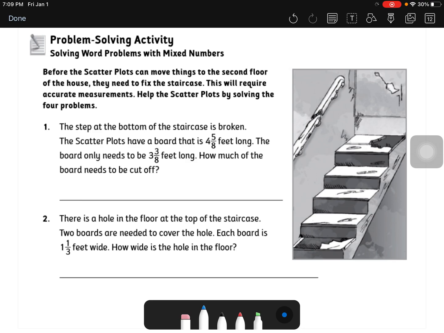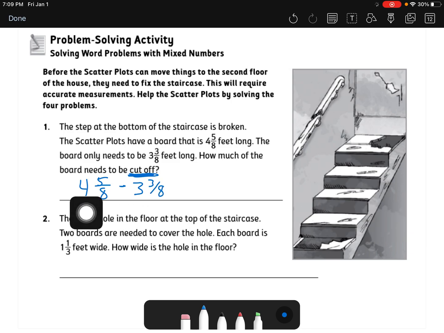It says the step at the bottom of the staircase is broken. The scatter plots have a board that is 4 and 5/8 feet long. The board only needs to be 3 and 3/8 feet long. How much of the board needs to be cut off? So that word cut off, we're taking something away, right? We're cutting it off. That would mean subtraction. So we've got something 4 and 5/8, but it only needs to be 3 and 3/8. And so let's subtract those to see how much we need to cut off of that board.